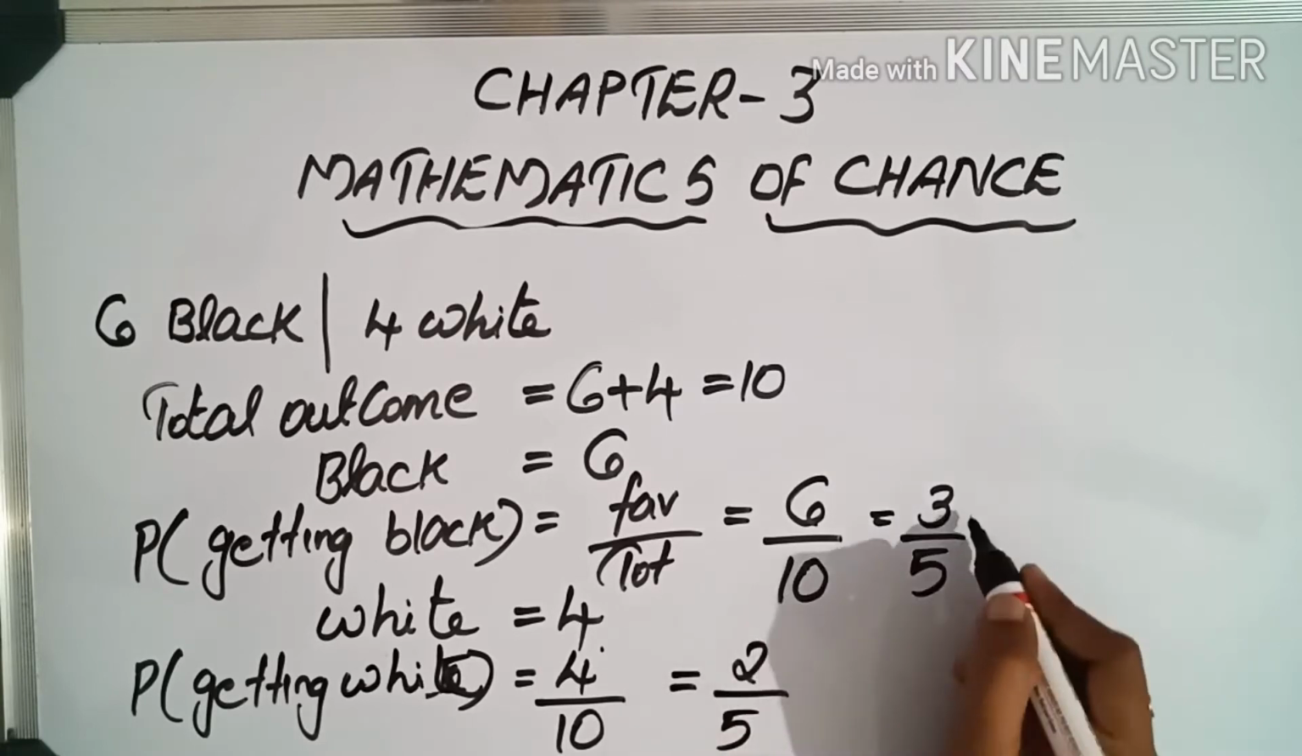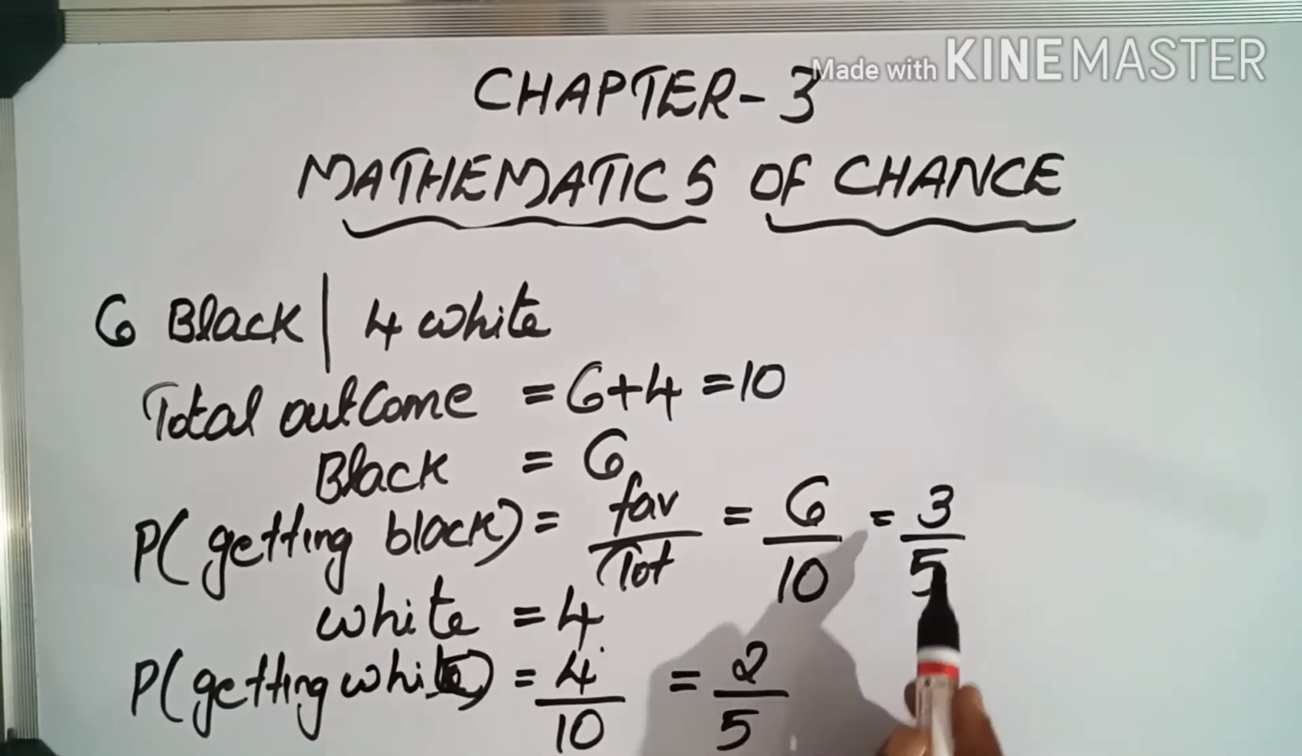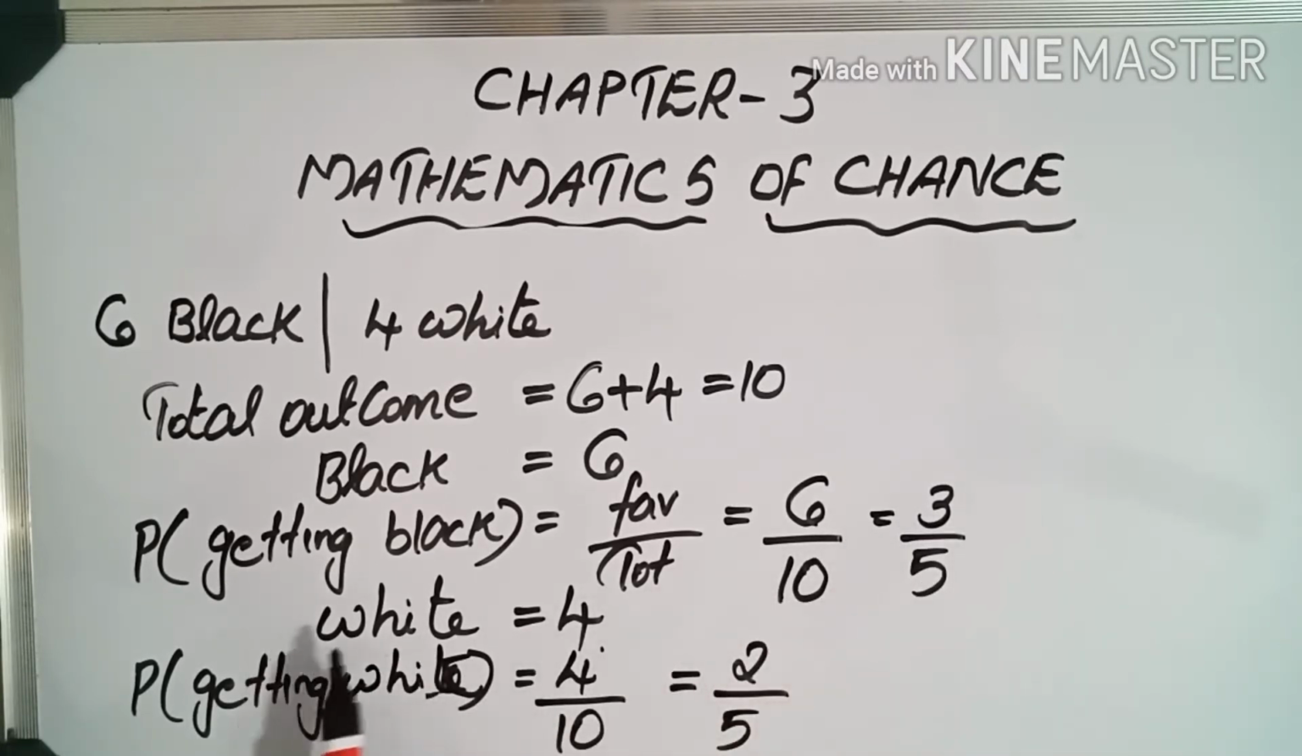Comparing 2 by 5 and 3 by 5, 3 by 5 is the larger one. That means the chance of getting a black ball is more. That is not specified here, but anyway, this is the answer for the first question: favorable case divided by total.